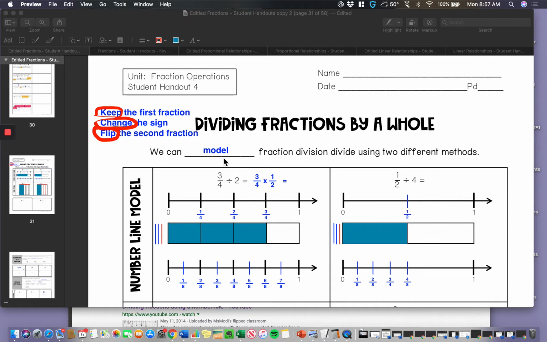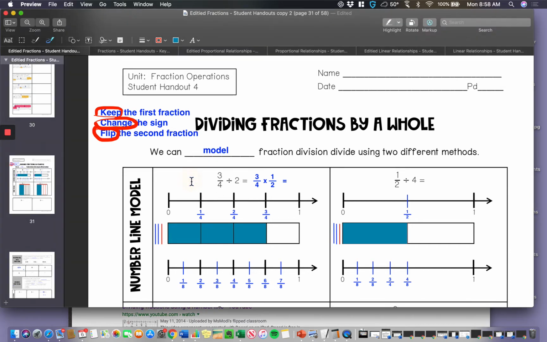So we can model fraction division using two different methods. We're going to see two different models that visually describe keep, change, flip. So we have a number line model. These can be a little confusing, so make sure to rewatch the video or go back if you're missing information or if you didn't understand something. So we have 3/4 divided by 2.